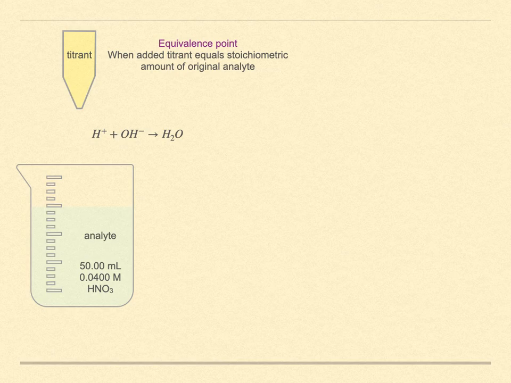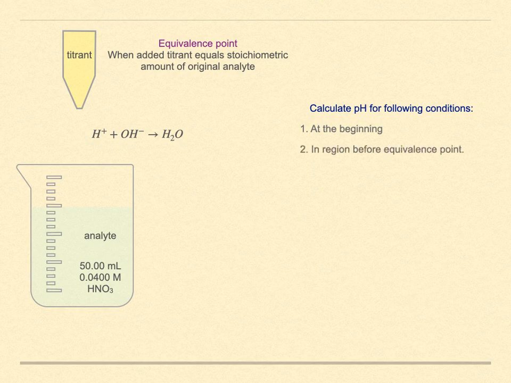Now, there are four types of calculations that we are going to be doing in order to create a titration curve. At the beginning, what is the analyte pH before we start the titration? This is just the kind of calculation we have been doing up to this point. In the region before the equivalence point, here we have a mixture of unreacted analyte in an increasing volume of water.